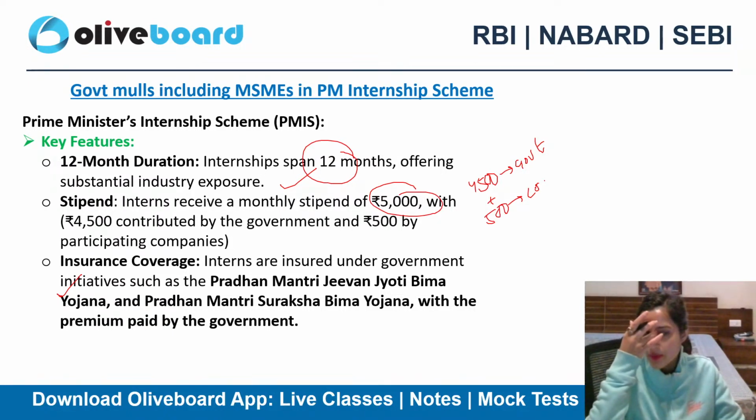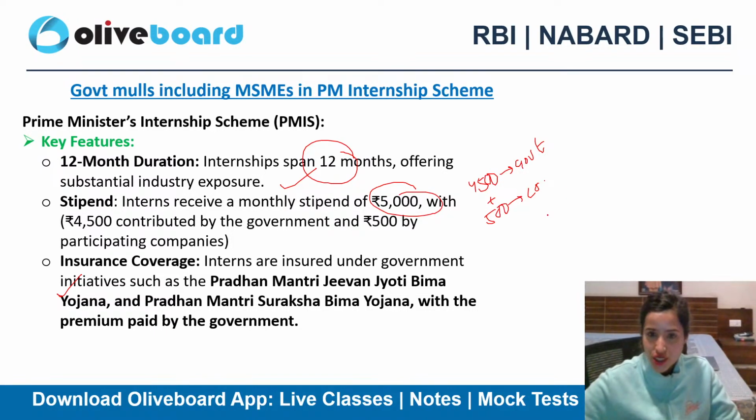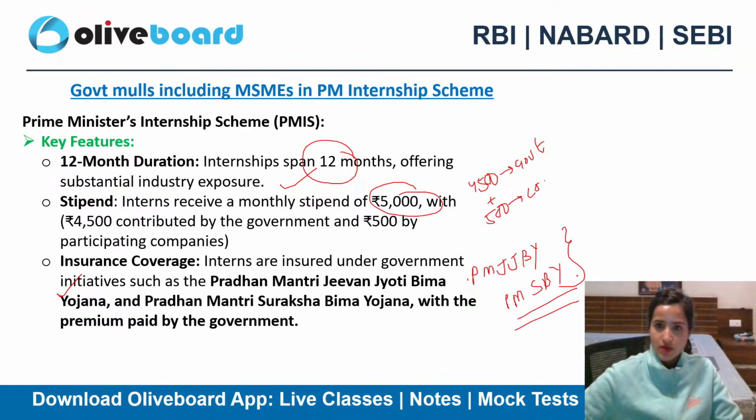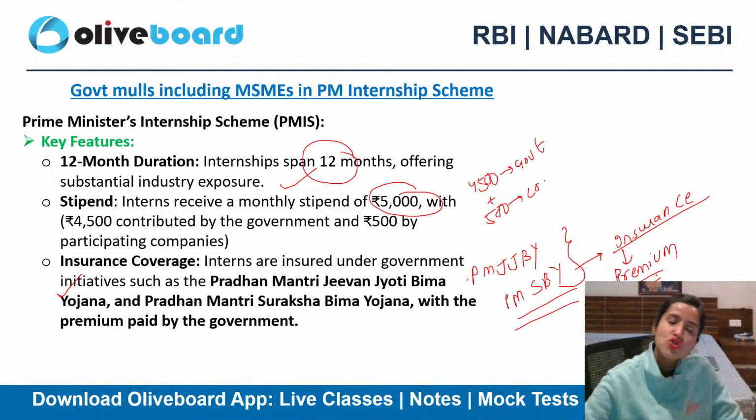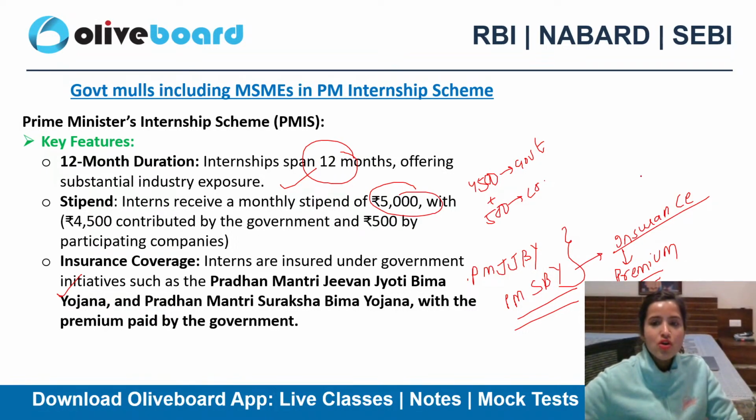The participating companies. Insurance coverage. Interns are insured under government initiatives. What all initiatives are they insured under? Pradhan Mantri Jeevan Jyoti Bima Yojana, Pradhan Mantri Suraksha Bima Yojana, with the premium paid by the government. Now, when you are getting your insurance done through these schemes, you have to pay a premium, right? You have to pay some amount to get yourself insured. That is also going to be provided by the government. That will also be paid by the government. So you can see that there are a lot of benefits if you get into this.